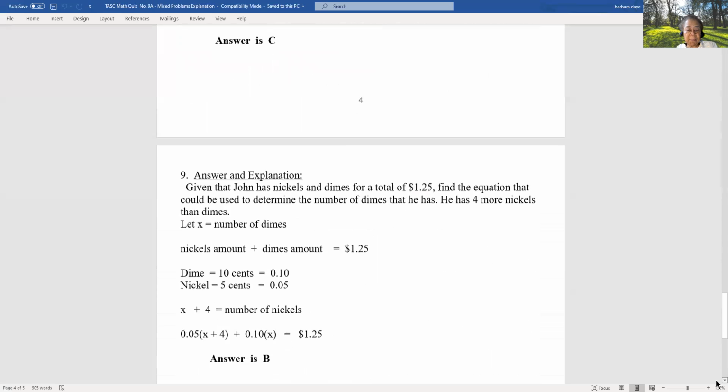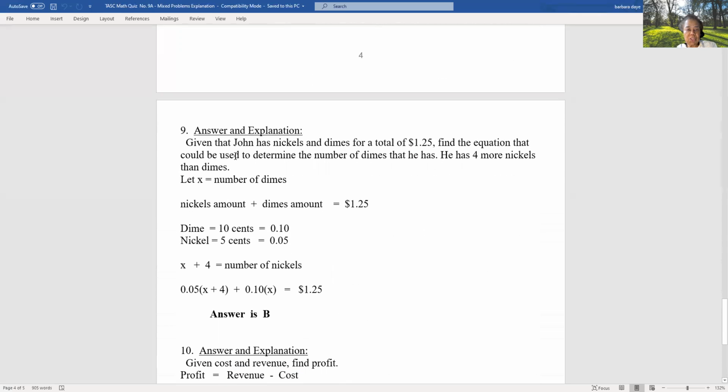Now let's go to number 9. John has nickels and dimes, for a total of $1.25. We want to find an equation that could be used to determine the number of dimes that he has. He has 4 more nickels than dimes. We let X equal number of dimes. Nickels amount plus dimes amount equal $1.25.